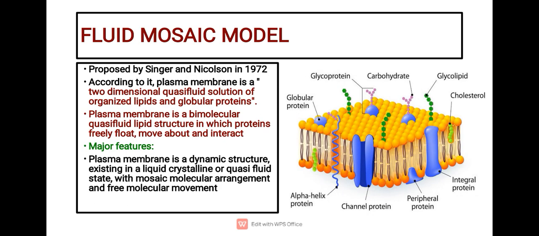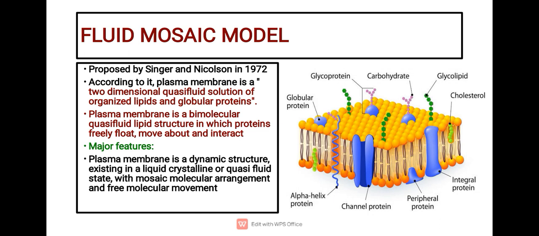And we learn about the fluid mosaic model. This is a very important one, proposed by Singer and Nicolson in 1972. According to it, the plasma membrane is a two-dimensional quasi-fluid solution of organized lipids and globular proteins. The plasma membrane is a bimolecular quasi-fluid lipid structure in which proteins freely float, move about and interact.